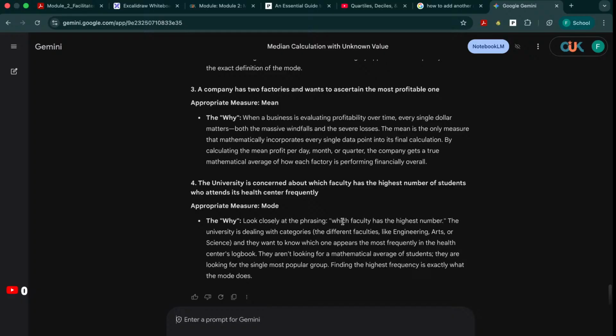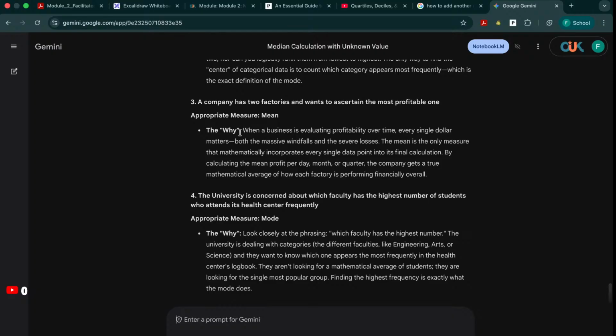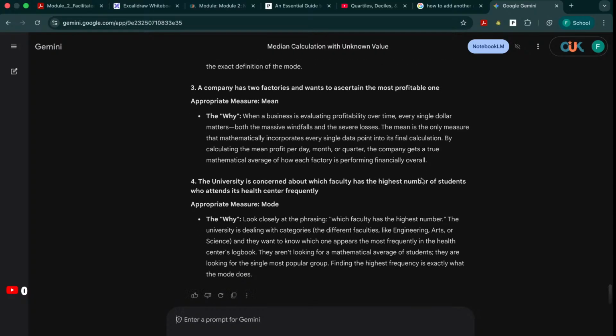So should we read the whys? Let me just read for the one we filled. When a business is evaluating profitability over time, every single dollar matters, both massive windfalls and severe losses. The mean is the only measure that mathematically incorporates every single data point into its final calculation. By calculating the mean per day, per month, per quarter, the company gets a true average of how the factory is performing financially overall. Okay.